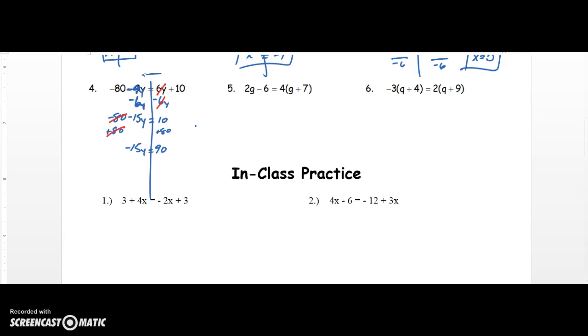So how do we get y by itself? We have negative 15y, or negative 15 times y. So what we have to do is just divide by negative 15 on both sides. So we get y equals, because our negative 15s cancel out, you're left with 1, but you don't need that there. Okay, so we have y equals negative 6.